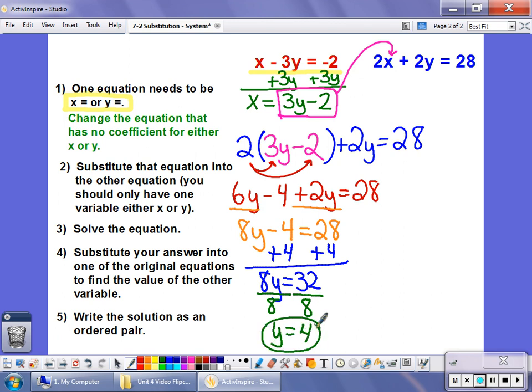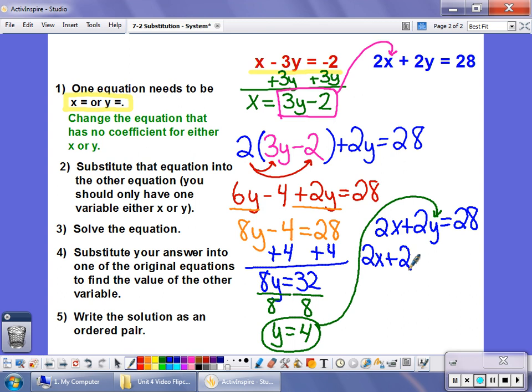And again, we're not totally done. This is just one value for x, one value for y. Our solution is an ordered pair. So I'm going to take this value for y and plug it into one of my equations. It doesn't matter which one I pick. Just pick one equation and then take the value you found for y and put it in for y. So what I'm going to have here is 2x plus 2 times y, my value for y was 4, equals 28.